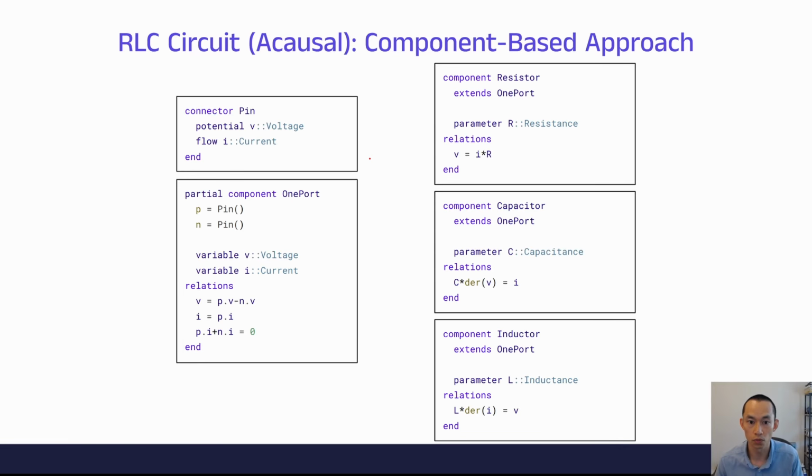Okay, so to do that in the Acausal workflow, we actually are able to reuse everything we created before, right? Before we created this pin, this 1 port, and we implemented this resistor, capacitor, and inductor. So we don't actually have to do anything new here. We can reuse all these components that we built up earlier, okay? So how do we use these to build up the RLC circuit?